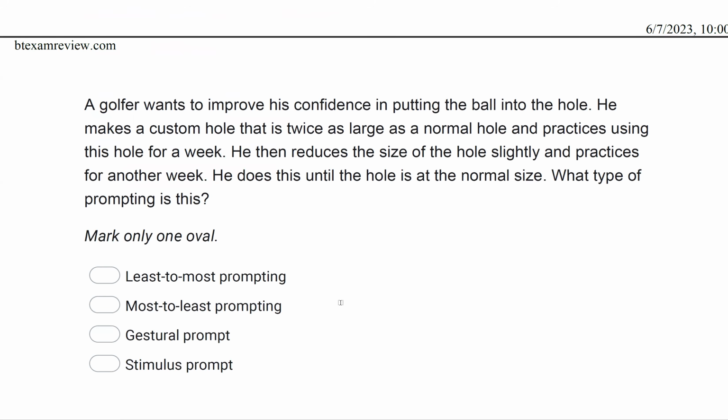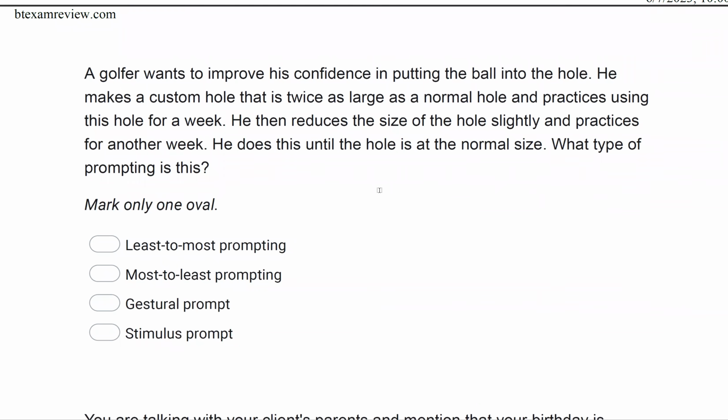A golfer wants to improve his confidence in putting the ball into the hole. He makes a custom hole that is twice as large as the normal hole and practices using the hole for a week. He then reduces the size of the hole slightly and practices for another week. He does this until the hole is at the normal size. What type of prompting is this? So he's prompting himself, right? Because he needs the standard sized hole to become the SD for making the putt and putting at the hole. But right now he's using a bigger and bigger hole.